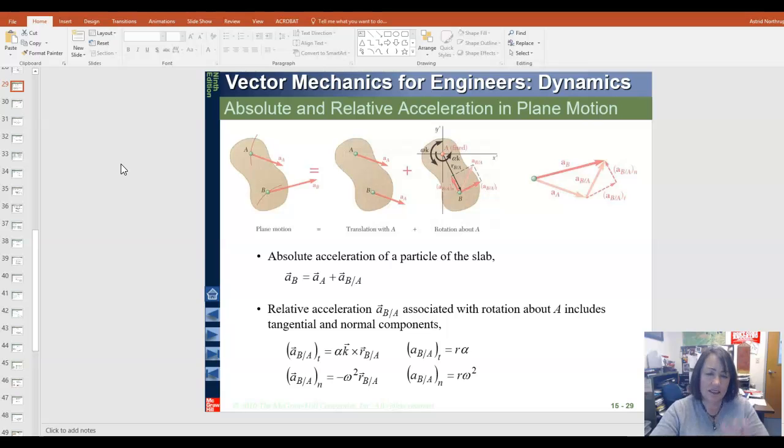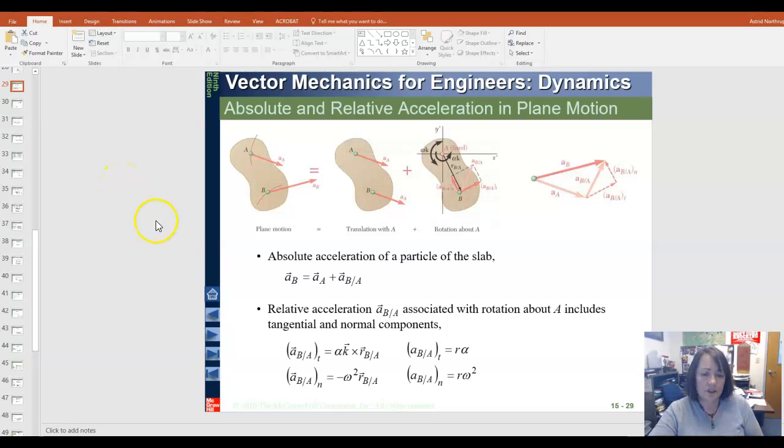And we can recognize that if the plane in which the object moves is the xy plane, all of the rotation is going to be in the z direction. So in other words, the rotational component of the acceleration is going to be perpendicular to the plane of motion of the particle or the slab or the rigid body itself.